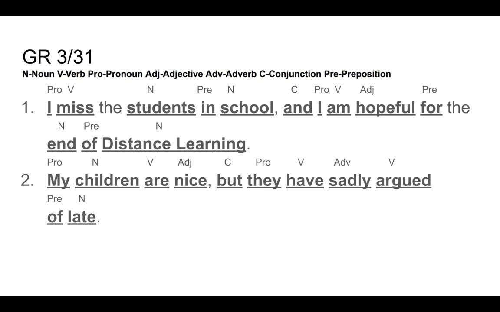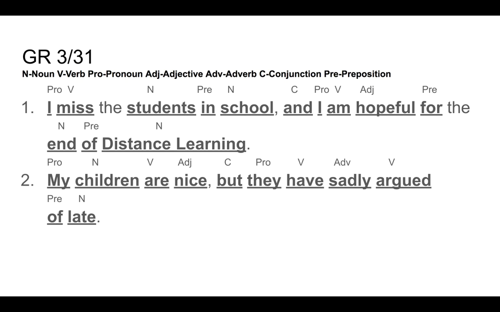In is a preposition: in school. Remember, I just told you in the definition of a preposition, there's always a noun that comes after it, or a pronoun. I miss the students in school. So school's my noun there, and then and is my conjunction, connecting two sentences together here. I is a pronoun. Am is a verb, right? Hopeful is my adjective. So am is a linking verb, and hopeful is the adjective. It's describing you, right? For is the preposition.